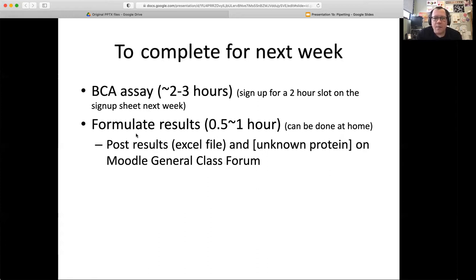At the end of this assay, in the general class forum on Moodle, I want you to post your Excel file and the concentration that you determined to be your unknown protein concentration onto that forum. Okay. And so that's what we're going to do for the first week. And again, that doesn't fit into our general flow, but this is a really good assay to sort of get you to learn to focus on what you're pipetting and keep records of what you're pipetting along the way. And it's going to be a lot of fun. So sign up using the sign up sheet posted on Moodle. And I'll see you when you come in.